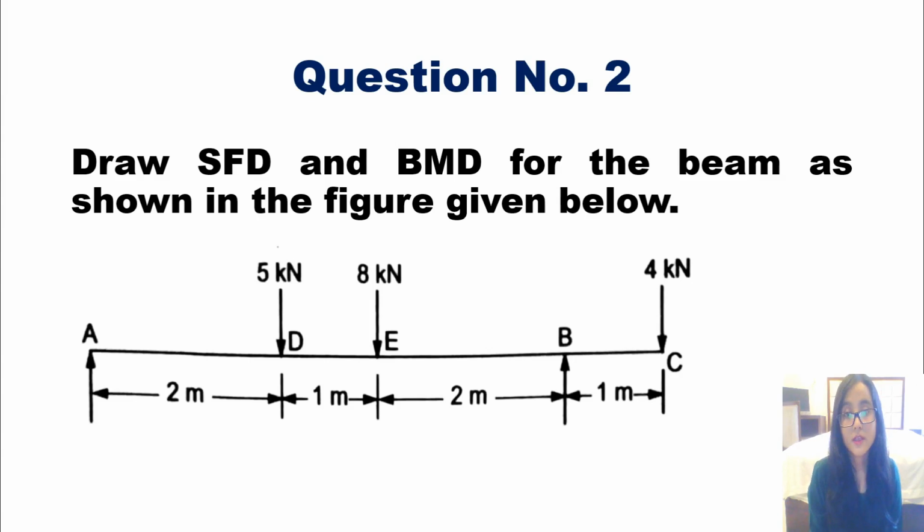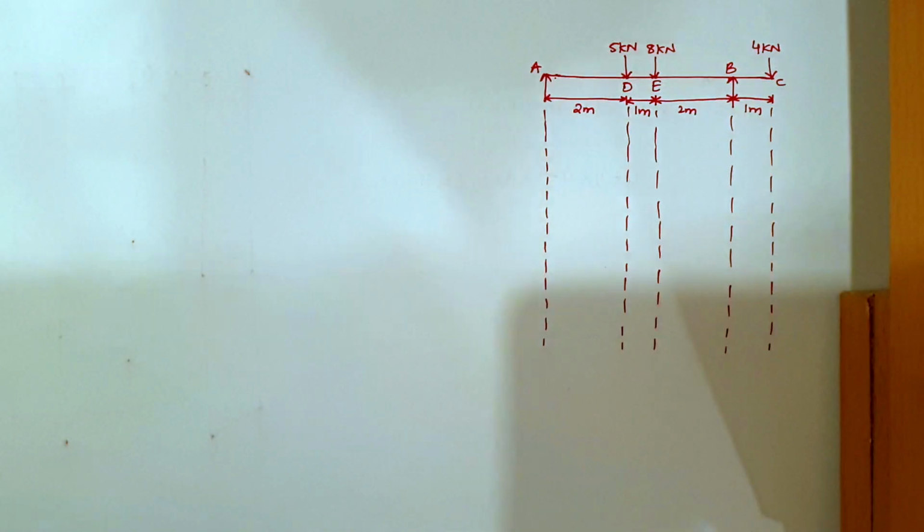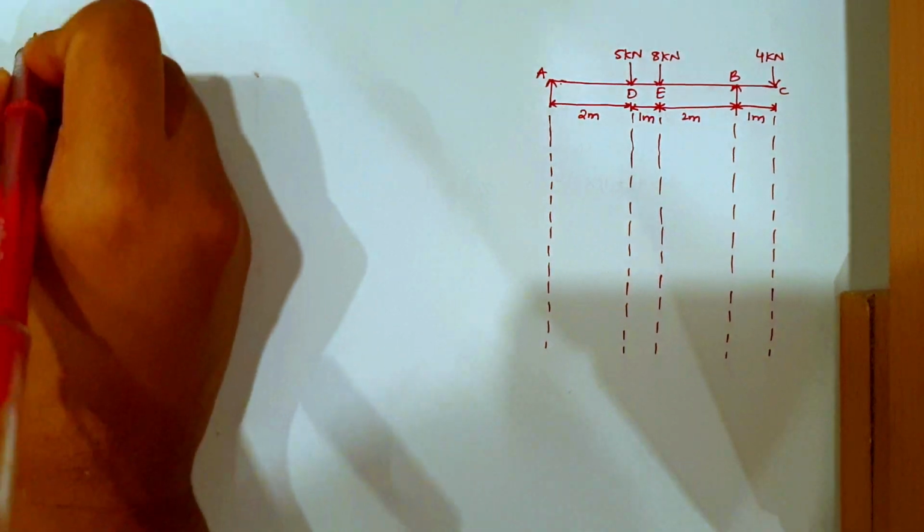Let us solve the second numerical for today's session. So again, for this numerical, the diagram of the overhanging beam is given, and this time the type of loading is in a little different manner. So let us see how we can find the bending moment and shear force diagram for such kind of overhanging beam. Let us start by finding its reactions.